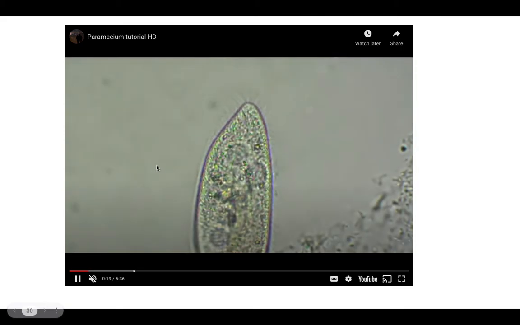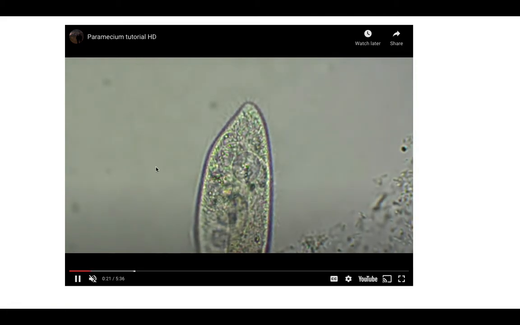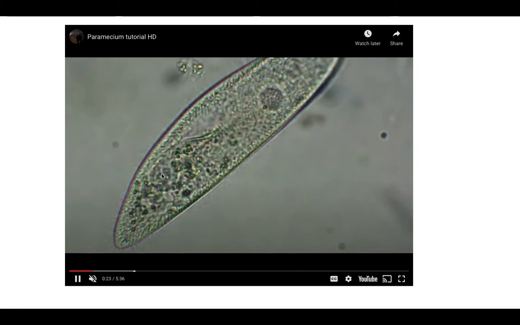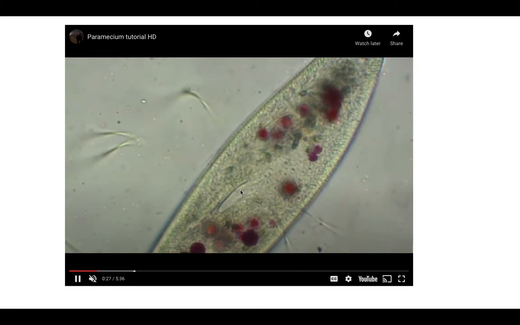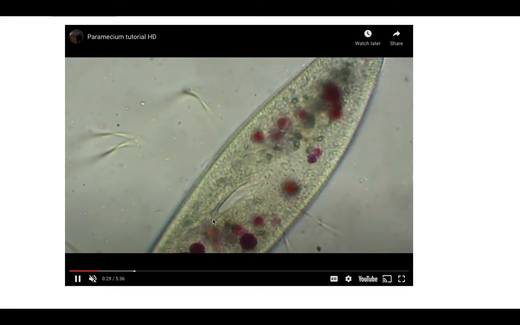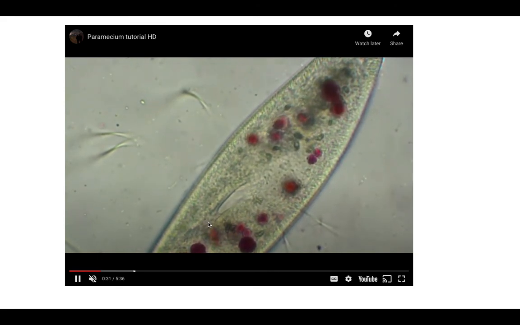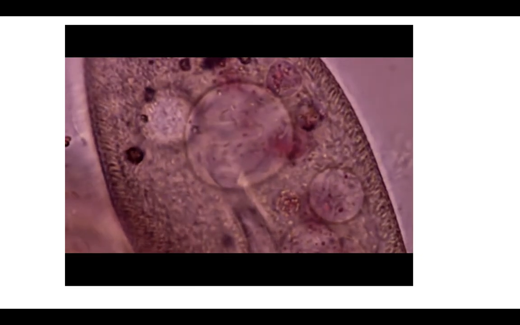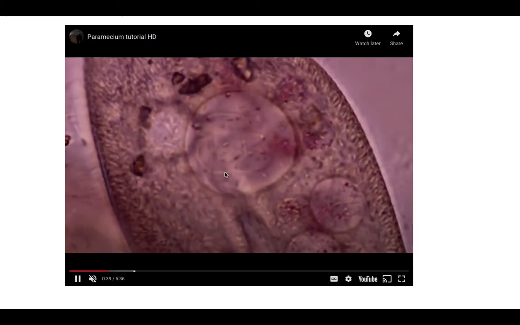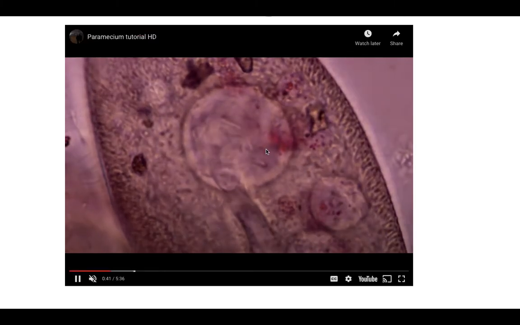Here's the food vacuole. Here's the food vacuole. That's the oral groove. Oral groove and food vacuole. So you can see the streaming of the water, and that's because the cilia are beating to stream that water with the food source into the new food vacuole. And there was a contractile vacuole over there.